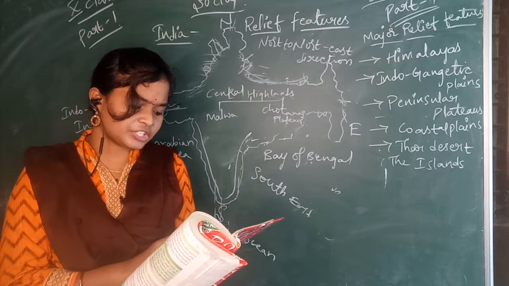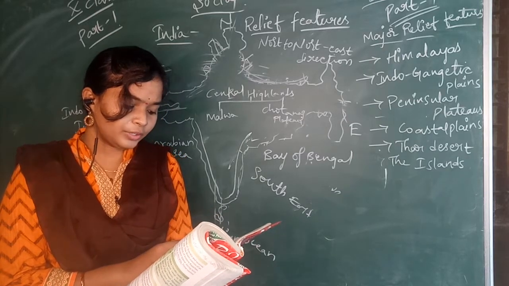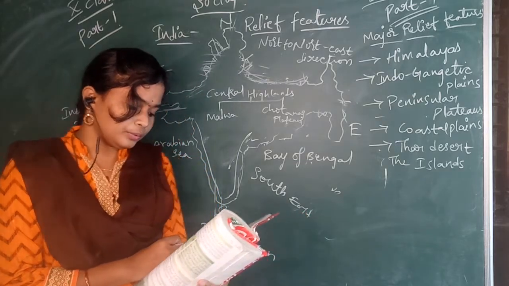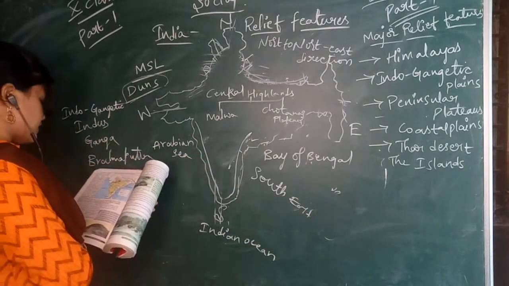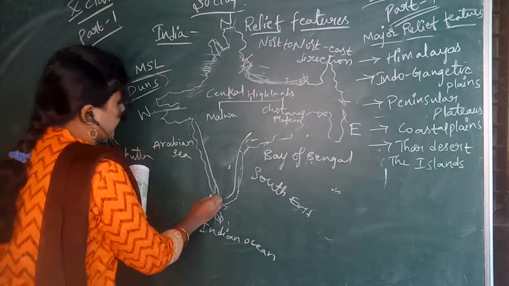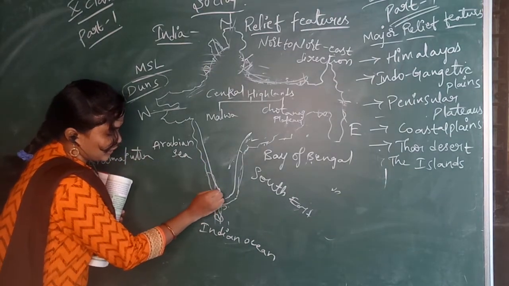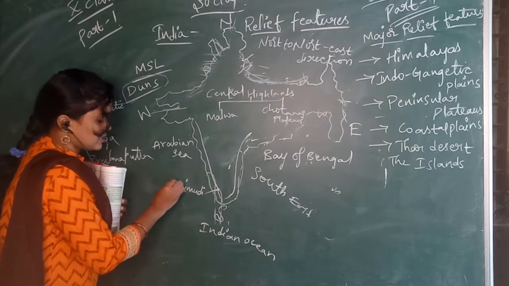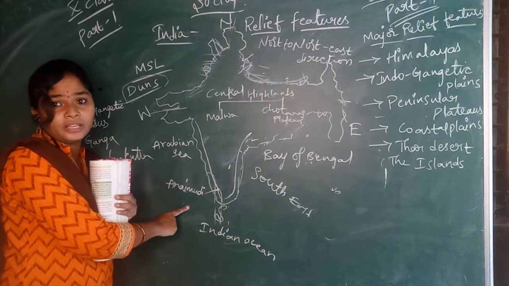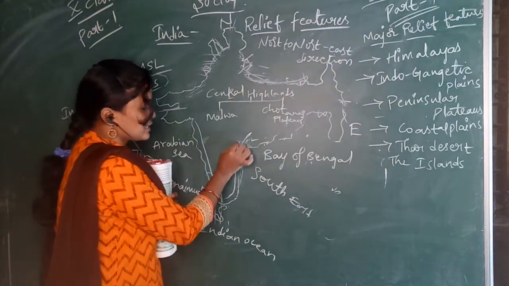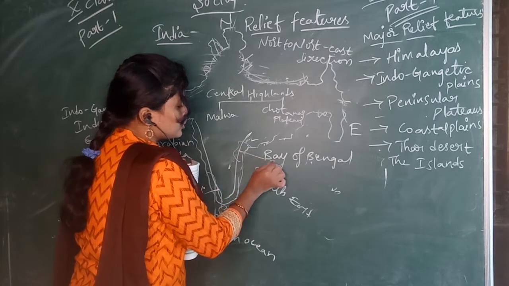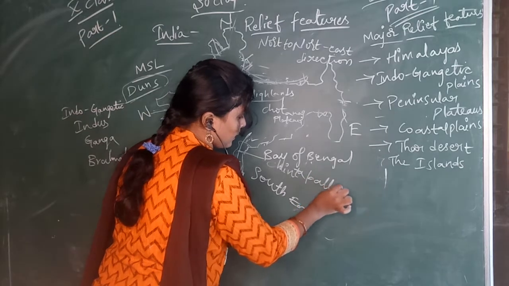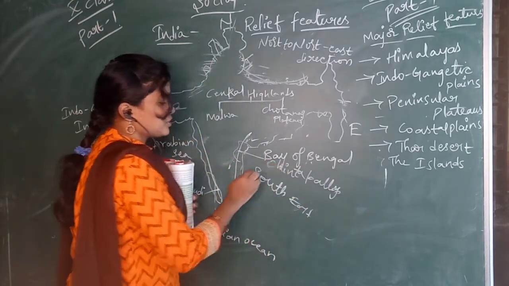The famous hill station Udugumandalam, popularly known as Ooty, is located in the Nilgiris. What is in the Western Ghats? Anaimudi, situated in Kerala. Anaimudi is the highest peak in the Western Ghats. And in the Eastern Ghats, in Andhra Pradesh, the village name is Chintapalli.